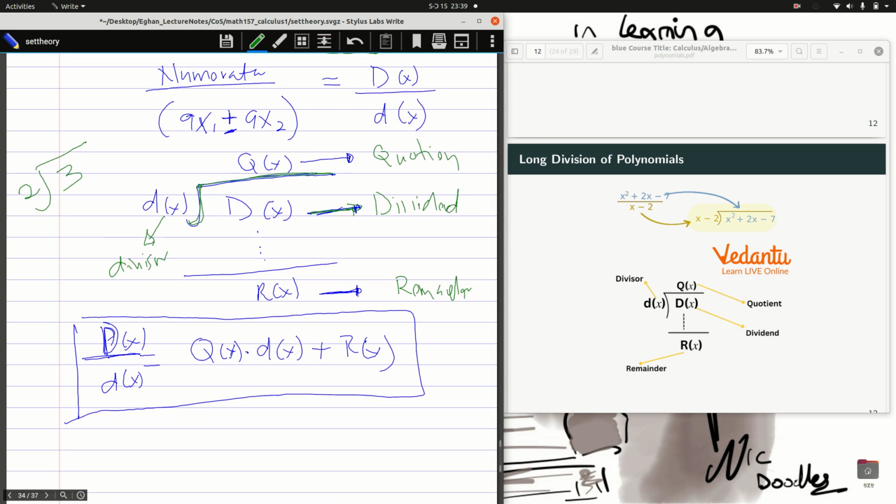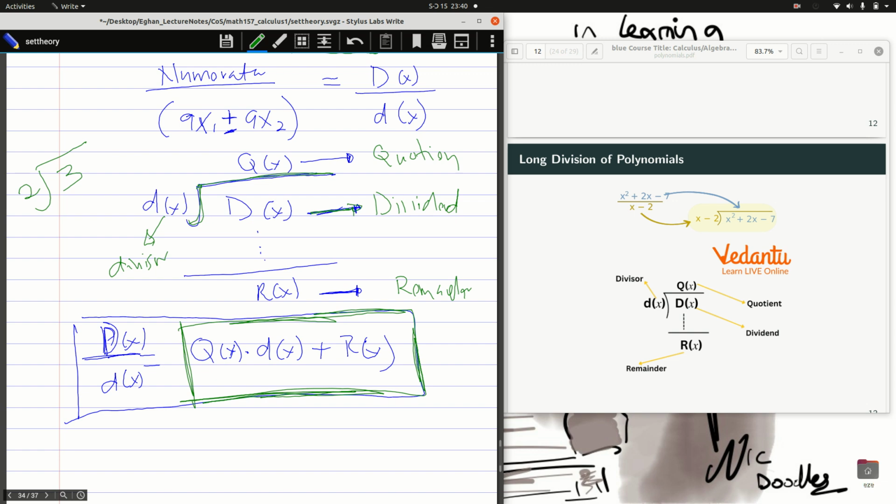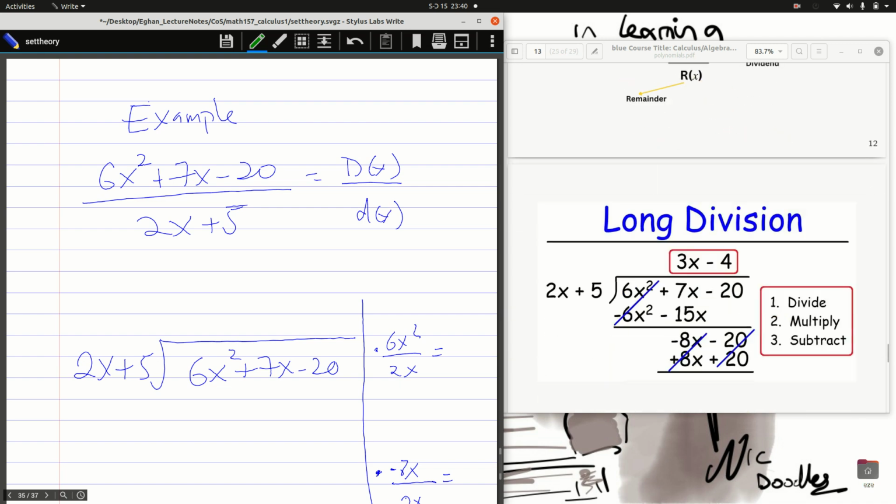There's a rule that if I'm doing long division, I'll end up with the quotient multiplying the divisor plus the remainder. Please, when you finish with the long division, always test this answer using this equation. Always test and see if you get what you had. If you don't get it, it means there's something wrong with your long division. So let's take 2 examples, and that'll be it for this lecture.